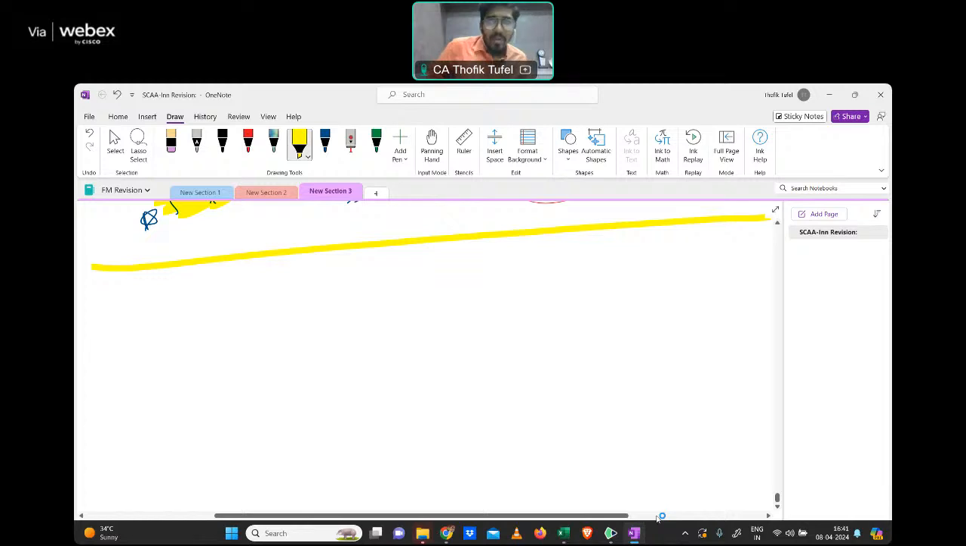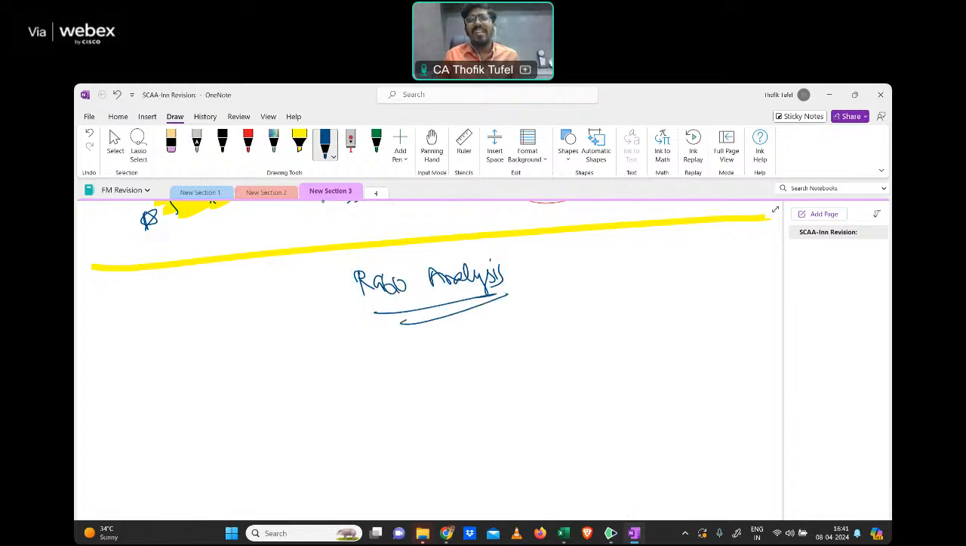Okay, so now let us jump into the next chapter, which is ratio analysis. Again, a completely computational chapter. Let's start with ratio analysis.